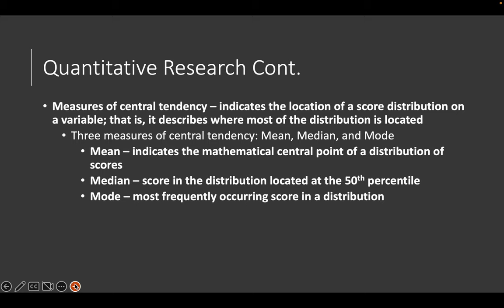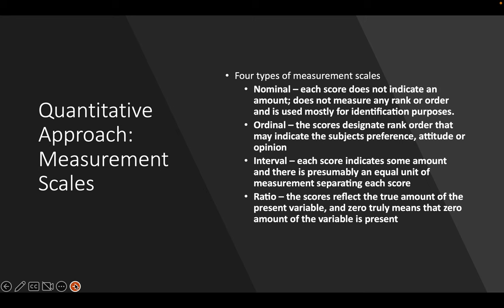So if we have five scores, let's say 1, 2, 3, 2, and 2, our mode is going to be 2. It's going to be the score that occurs most frequently. Along with our measures of central tendency, we also have measurement scales. And there are four main types of measurement scales when we're talking about quantitative research.